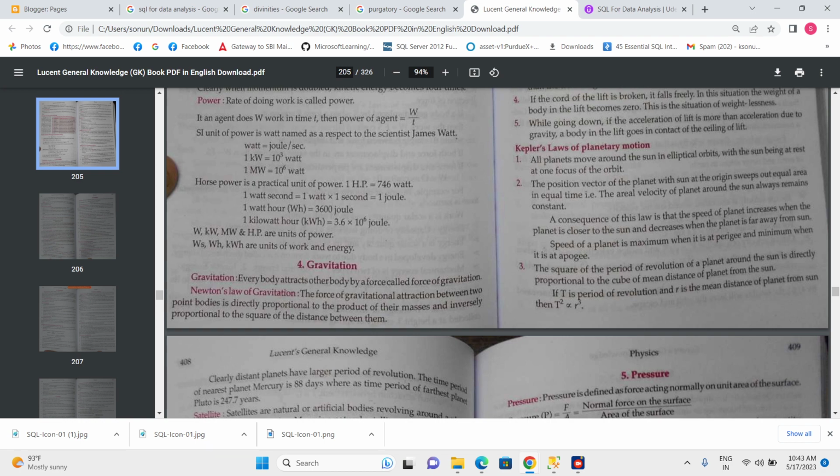So this is a very important point. Areal velocity of a planet around the sun always remains constant.